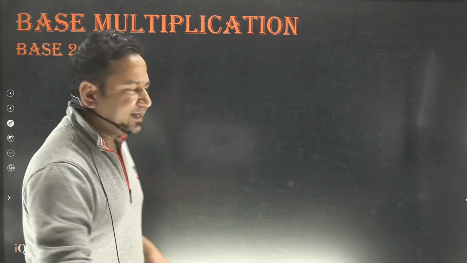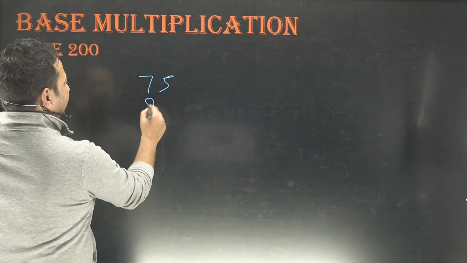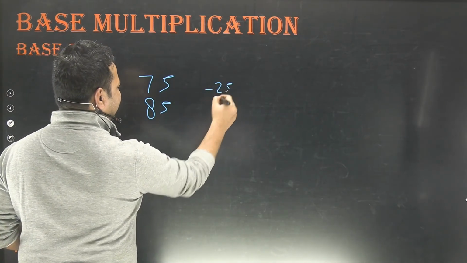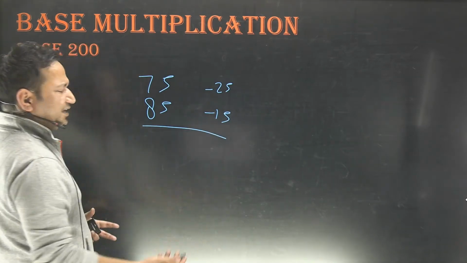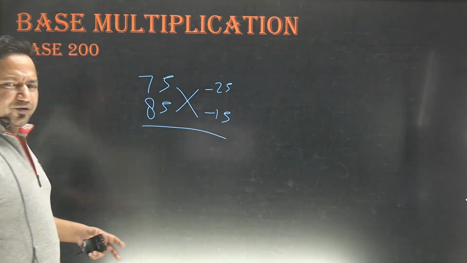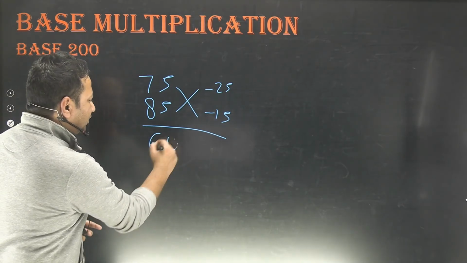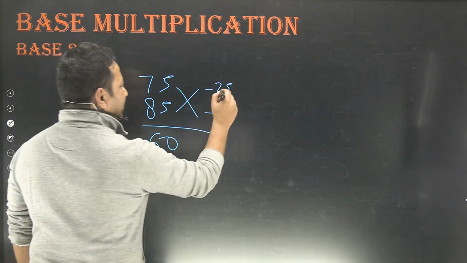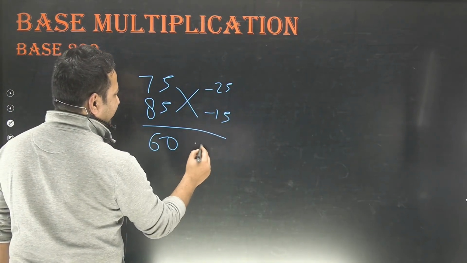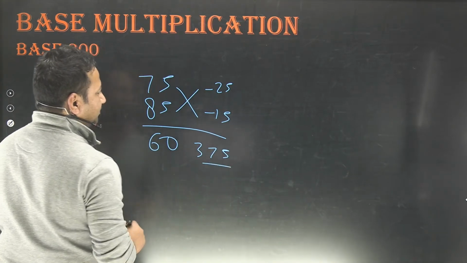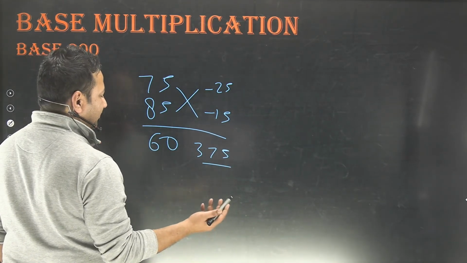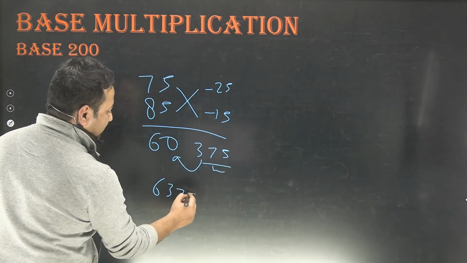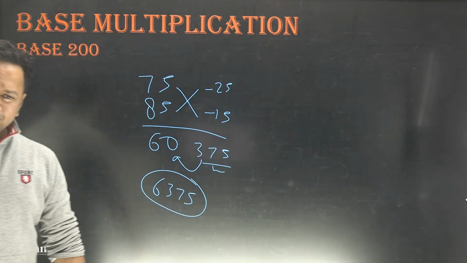Okay, 75 and 85. Now look at this. We can use base 100 over here. This is minus 25, this is minus 15. Same way. If you try it on your own, you'll be able to get the answer. Do not just be dependent on this. You can try it on your own also. 25 multiplied by 15 would be 375. Only two digits are allowed. 3 goes here. We'll get 6375 as the answer. Is that clear? Is that clear?